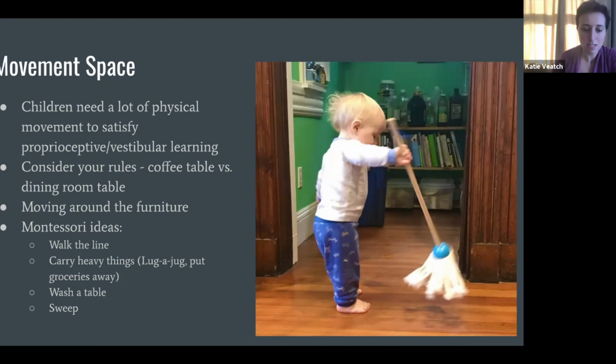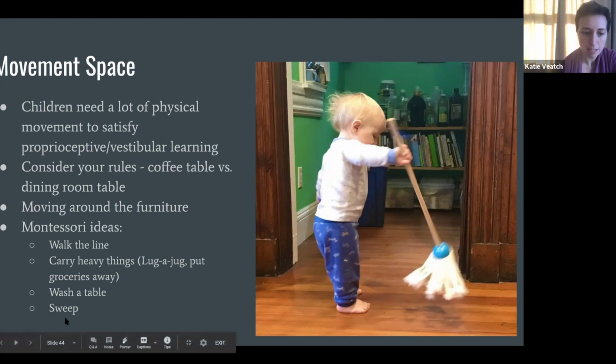So this is the period, it's called the period of maximum effort, which is when they want to lift the heaviest things and they want to push the most and they want to run the fastest and they want to do all the things. So giving them heavy things to carry is really nice and regulating for their bodies and their minds. And washing a table and sweeping, I mentioned already.